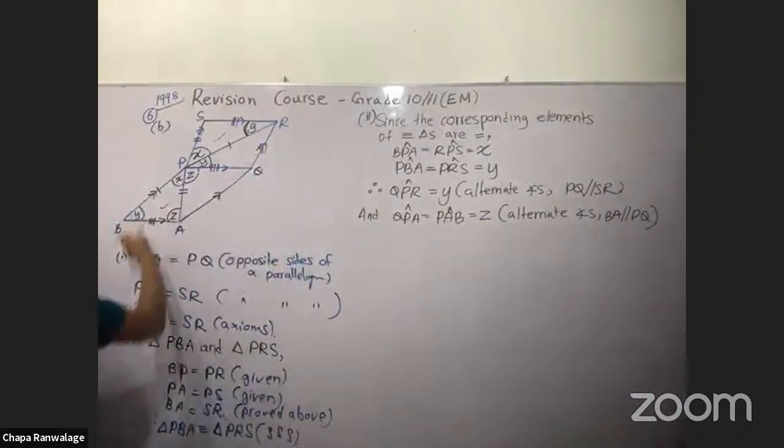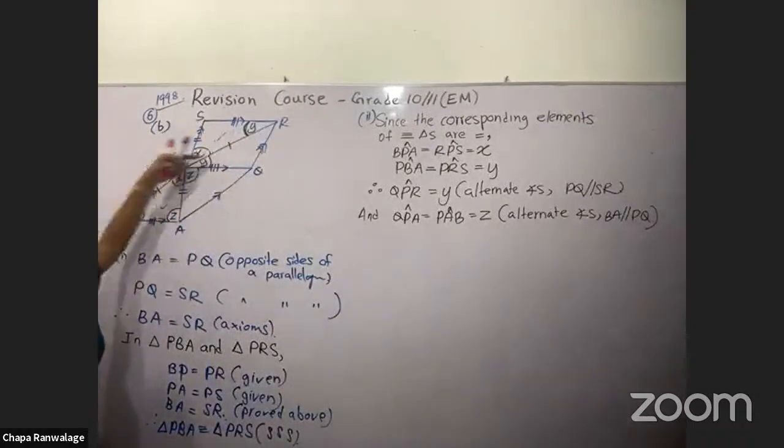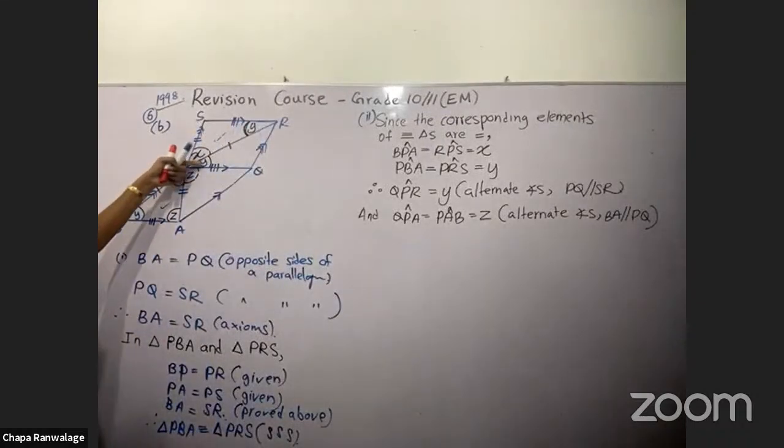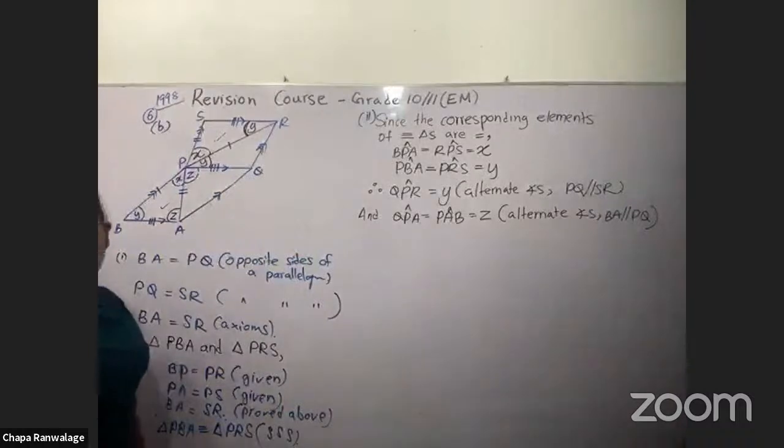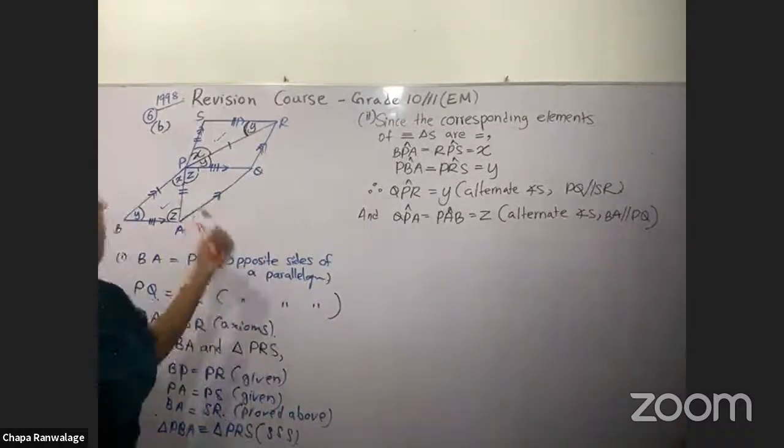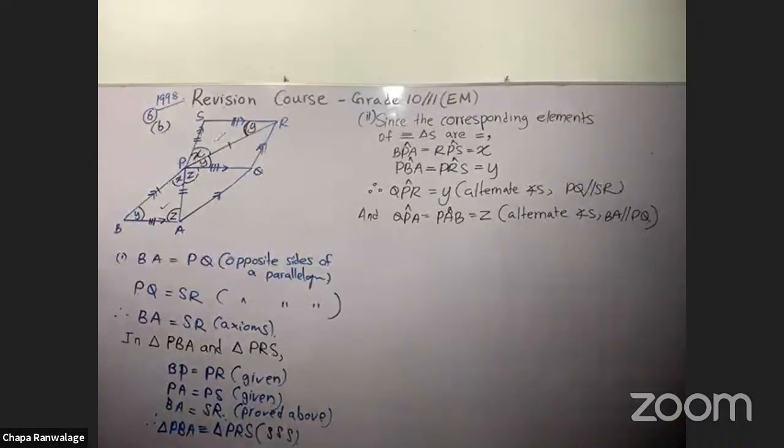If this one is a straight line, the sum of these three angles equals 180. Right? x plus y plus z equals 180, there is one here. Where? If you can say it, you can use it.